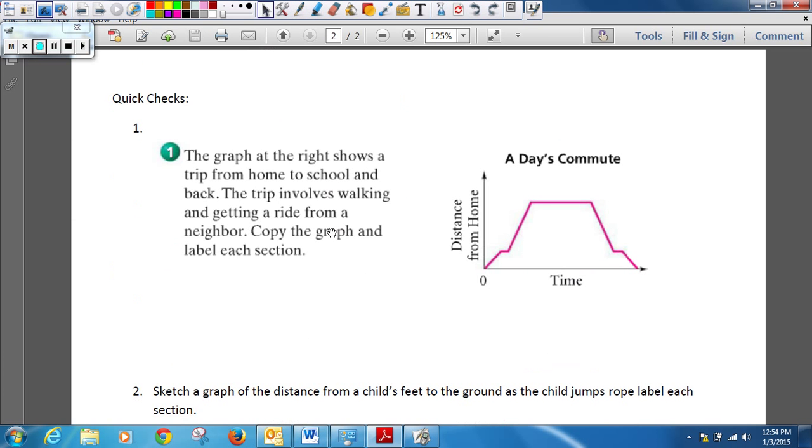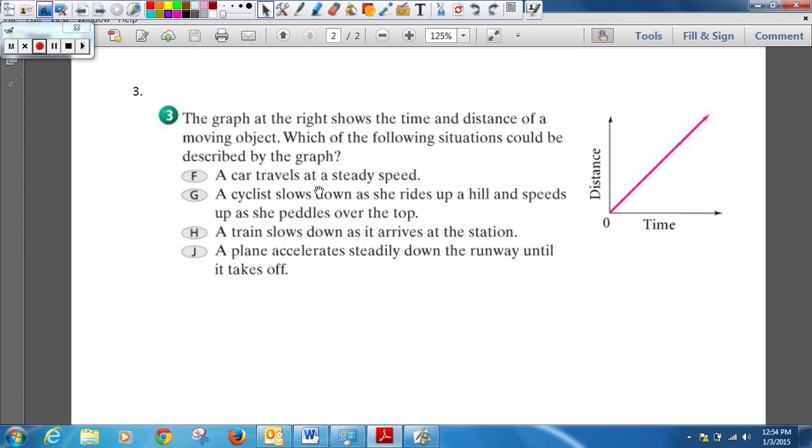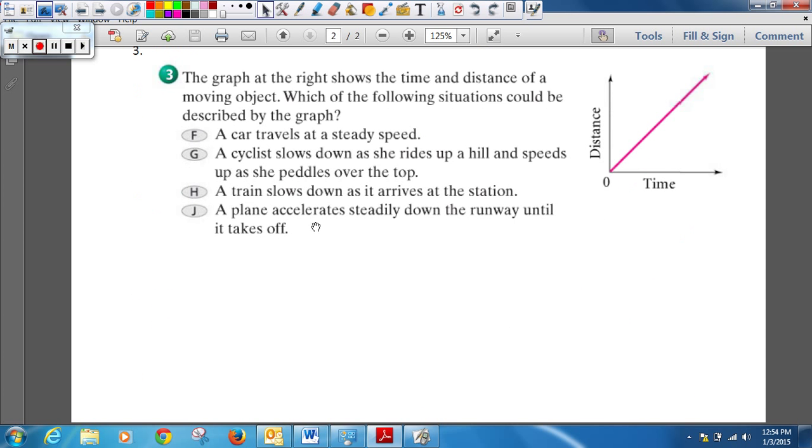The quick checks here are included for you, so go ahead and complete those. We have 1, 2, and 3. Look at your schedule then to find out what your assignment will be.